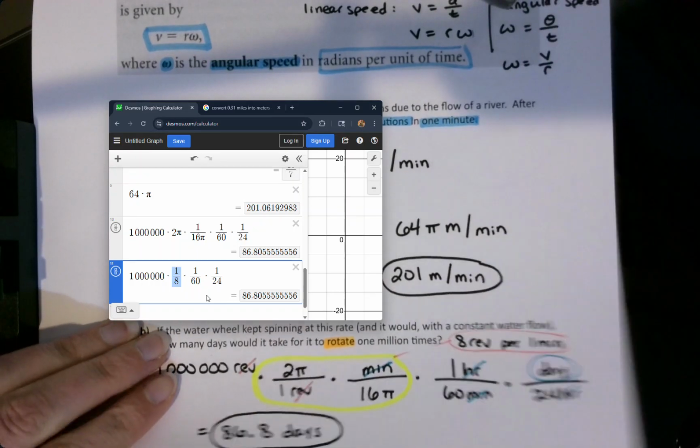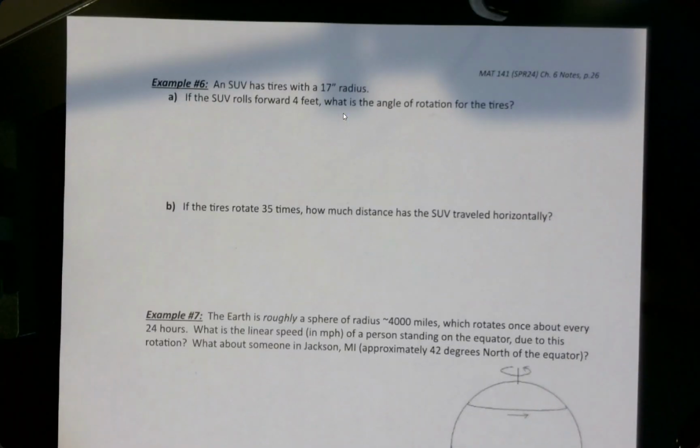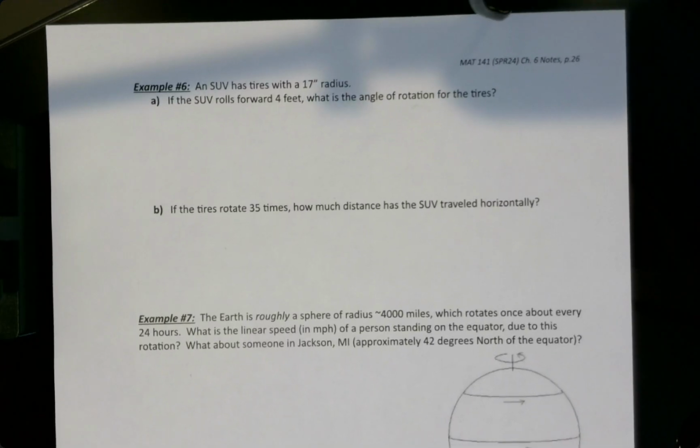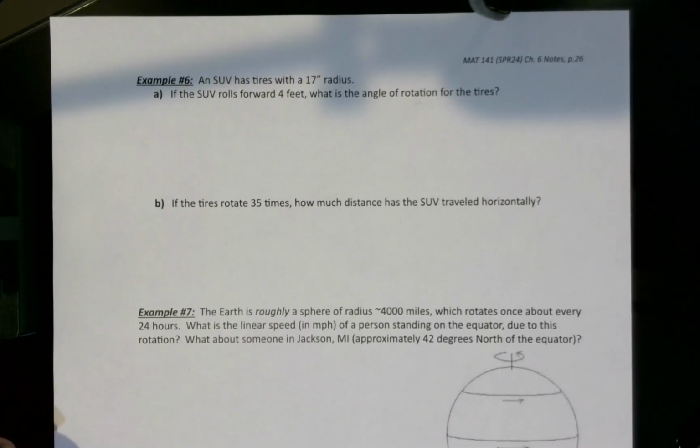Let's take a look at our next page. Let me shrink Desmos. All right, and our next and last page here. An SUV has tires that have a 17-inch radius. If the SUV rolls forward 4 feet, what is the angle of rotation for the tires?